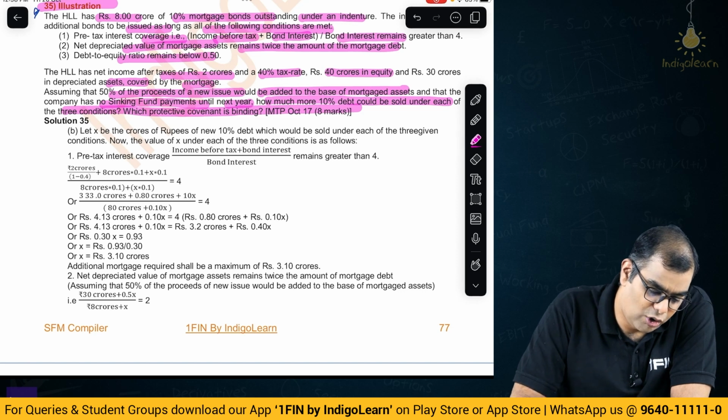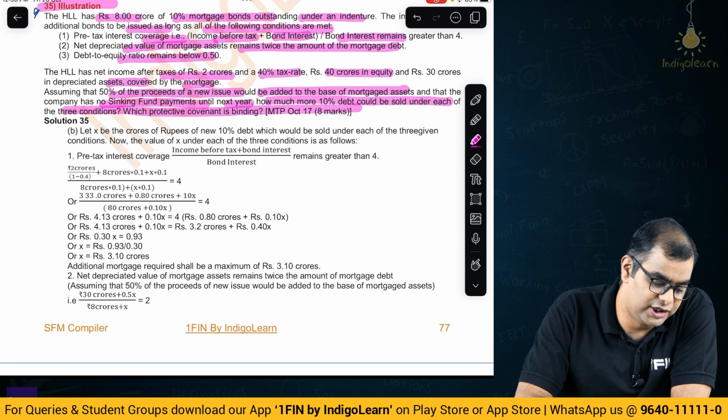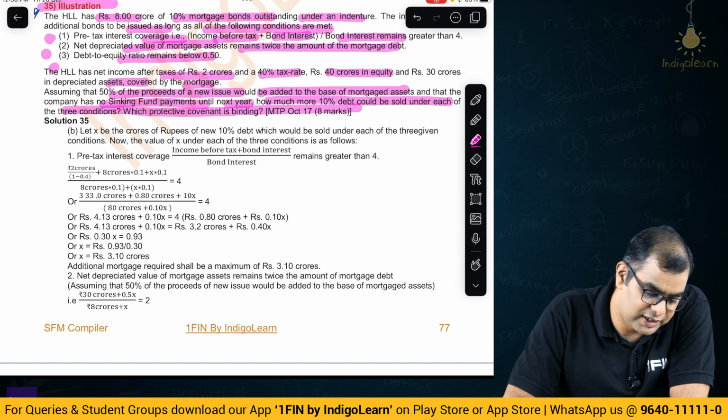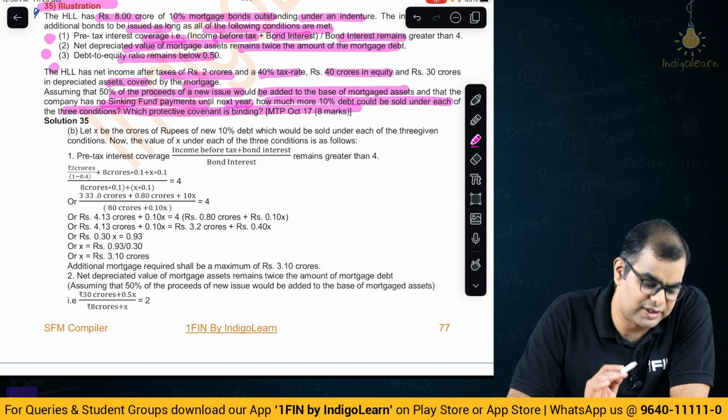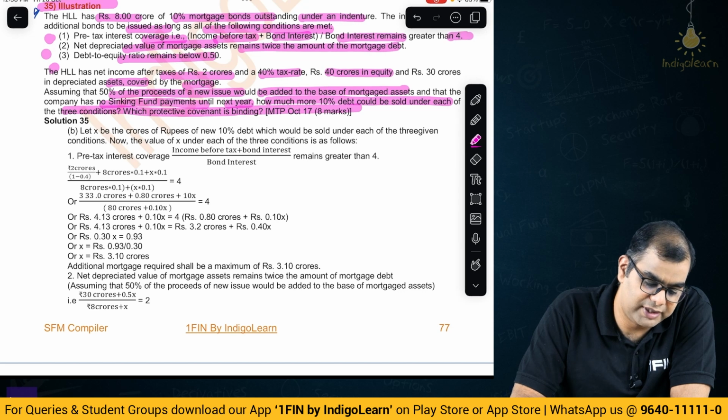First one. How much more 10% debt could be sold under each of the scenarios? It is individually each of the scenarios. So, pre-tax interest coverage should be income before tax plus bond interest divided by bond interest. That basically is EBIT by bond interest. That is supposed to remain greater than 4.